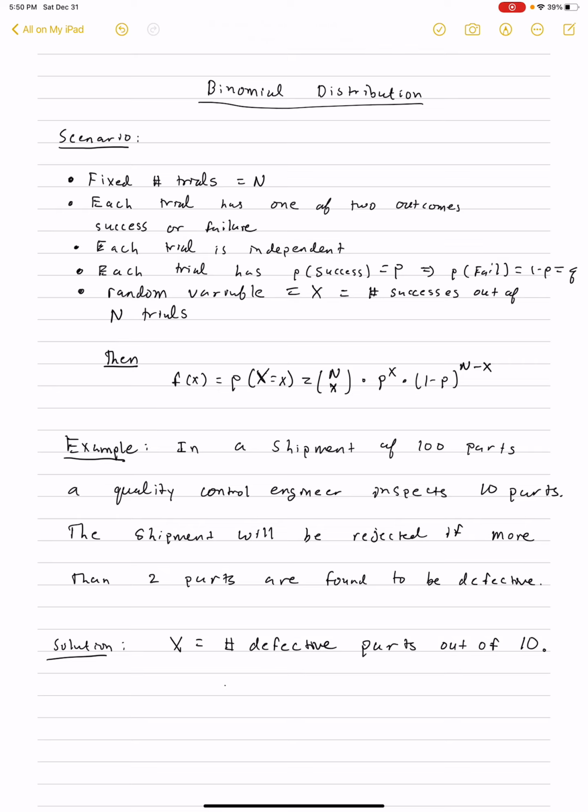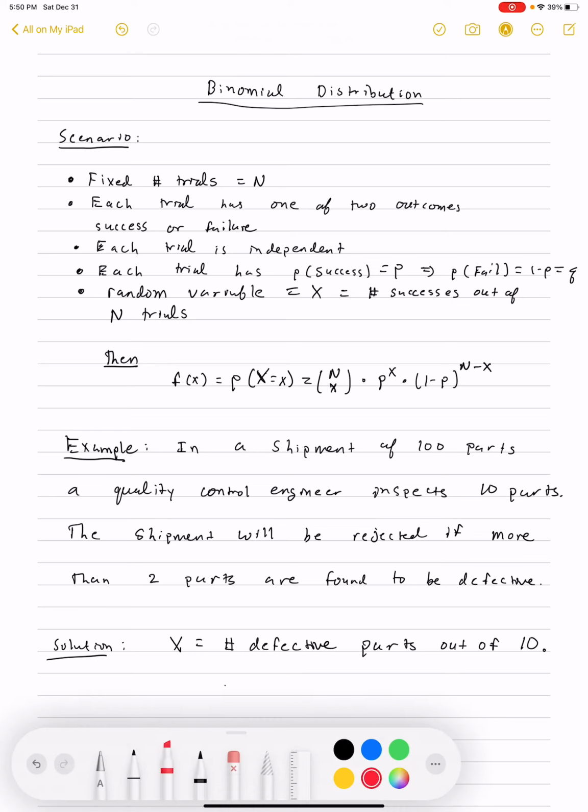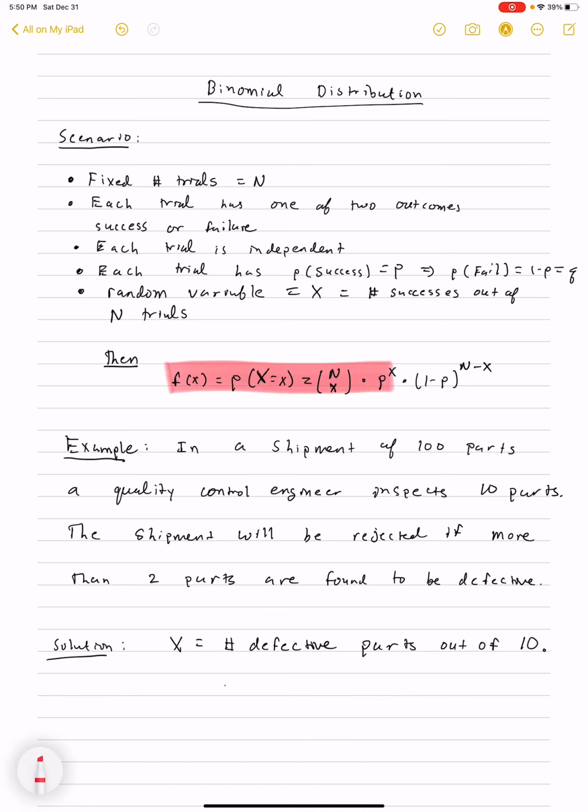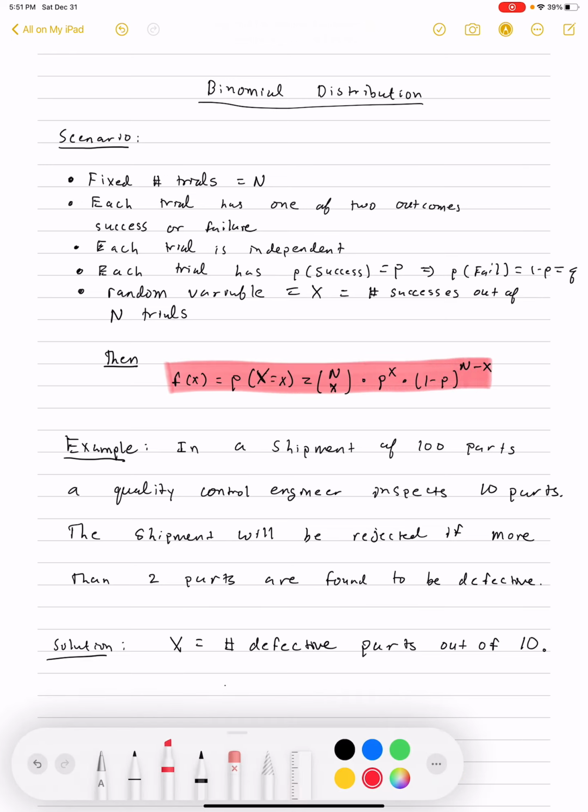And the random variable, very important, the random variable counts the number of successes out of the fixed number of trials n. And if we have all of that, then we have this probability density function to calculate probability if all of those conditions are met above.